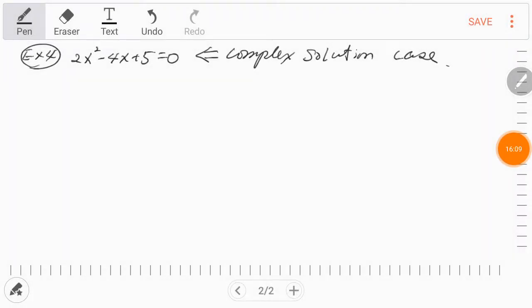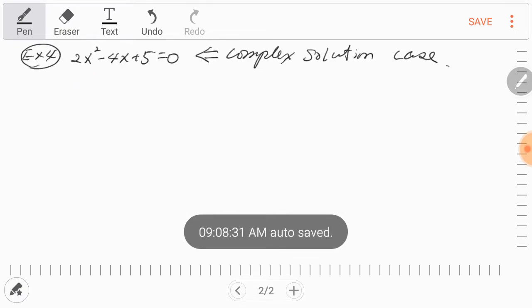Okay, in this example, the solution will be a complex solution. So what is a complex solution? Inside the square root is negative. The radicand is negative, so it will be expressed with the imaginary unit i. So let's check what happens.